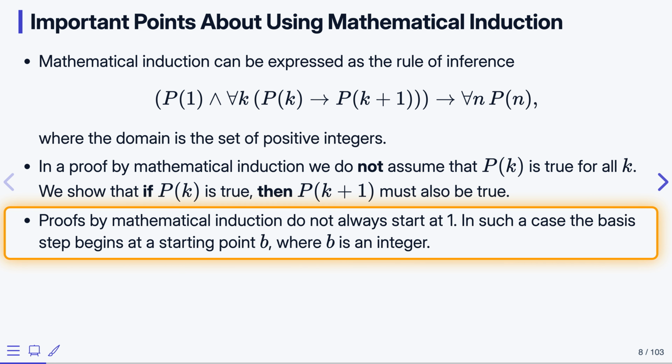Third, a proof does not have to start at 1. Sometimes it starts at another integer b. We will see examples of that soon.